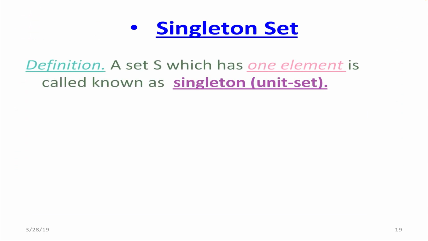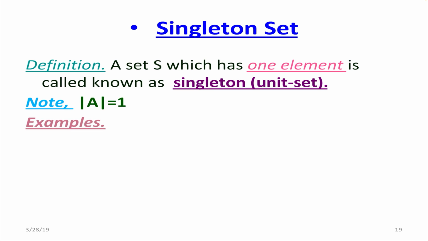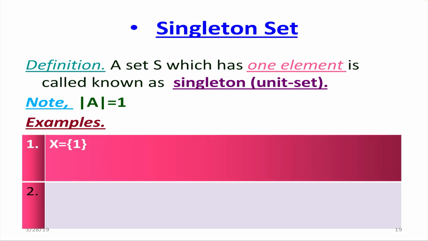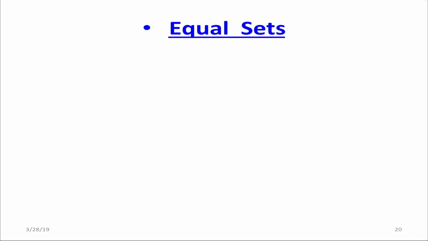Alright, singleton set. A set S which has one element only is known as a singleton or unit set. So obviously the cardinality of this singleton set is going to be 1, since it has only one element in it. For instance, let's say set X containing the element 1, so it's a singleton set, one element only.